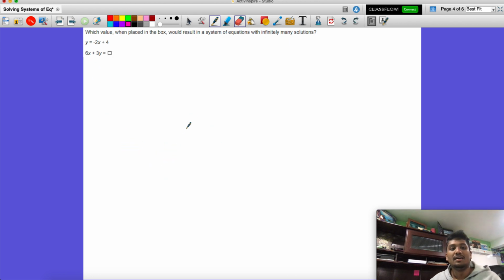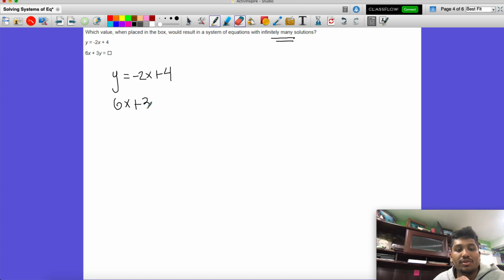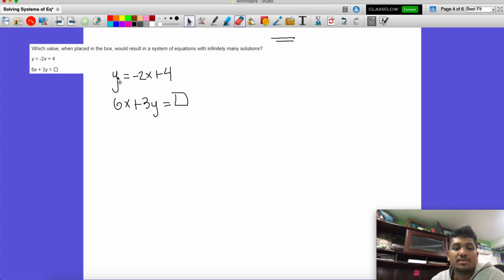Which value when placed in the box would result in infinitely many solutions? Another one. So y is equal to negative 2x plus 4, and then 6x plus 3y is equal to a box. Now, I'm going to do this a little bit differently. I'm going to put them in standard form, which means that I'm going to bring all the variables over to one side.